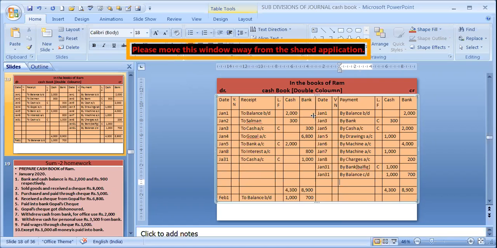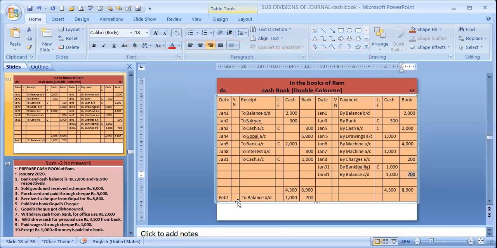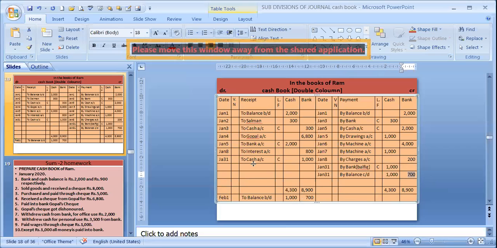Now I add my bank column. I got 8,900, and I have written that 8,900 on the credit side also. I added and got the balance as 700. This 700 again is the balancing figure. Then I have to bring down the balance on the opening date, February 1, "to balance brought down 1,700." So this is the only thing in double entry. Apart from single entry, double entry has cash and bank accounts together.